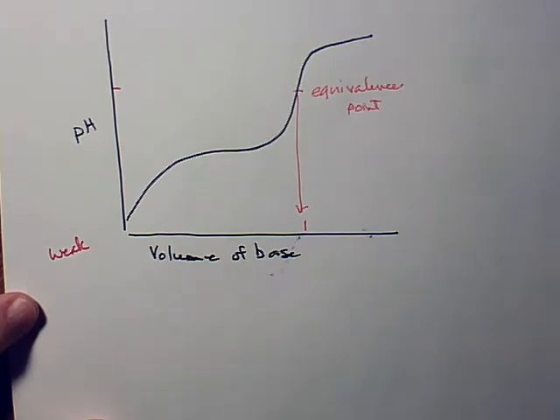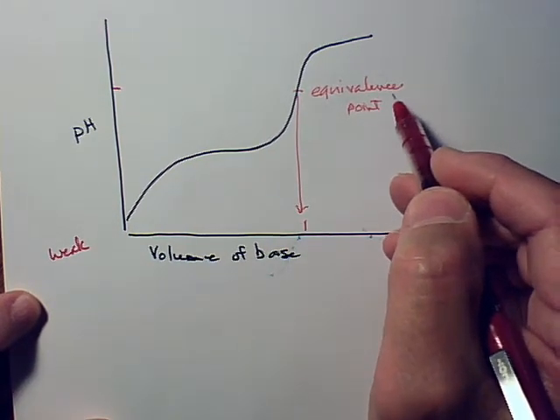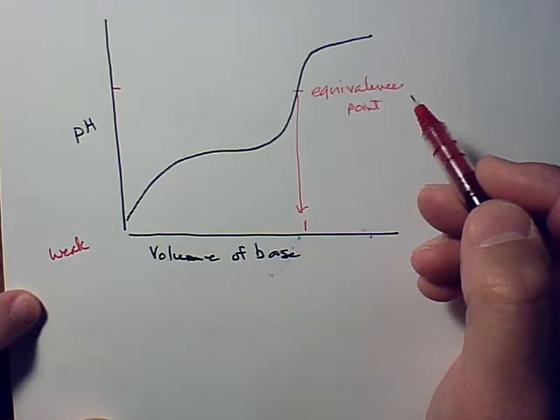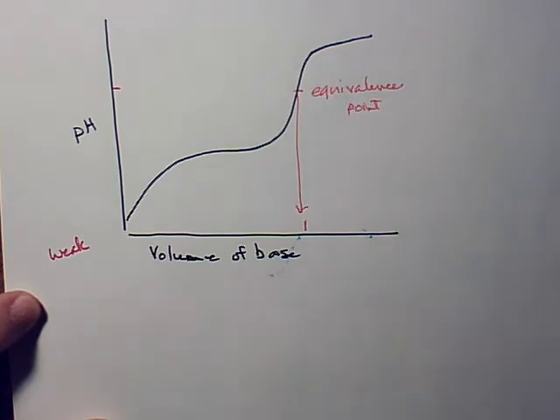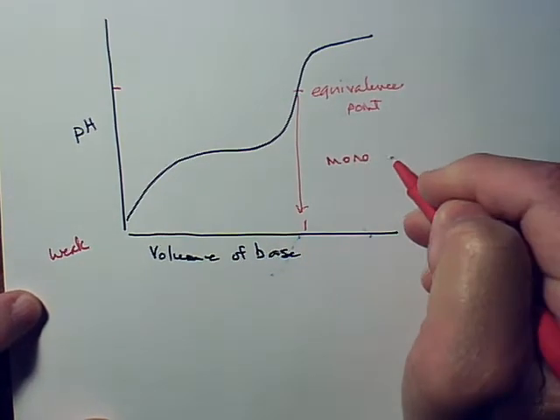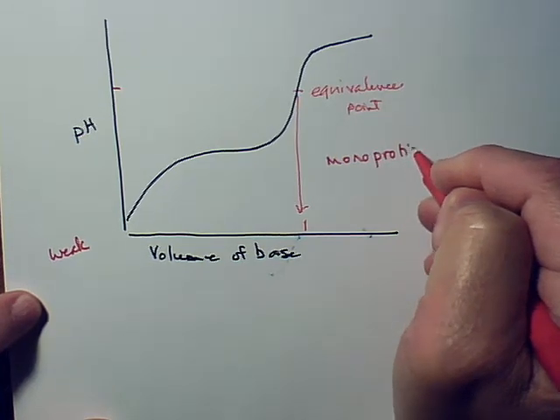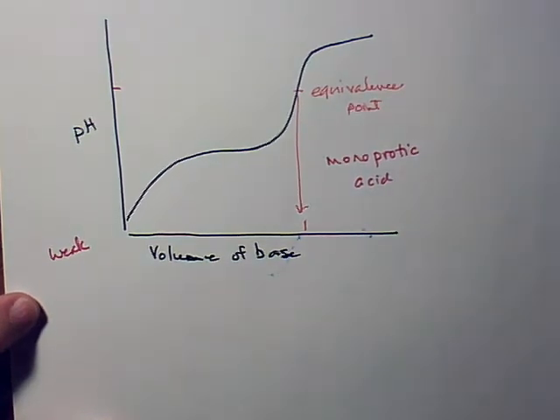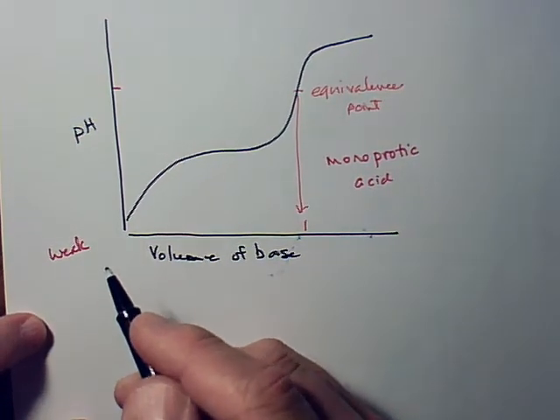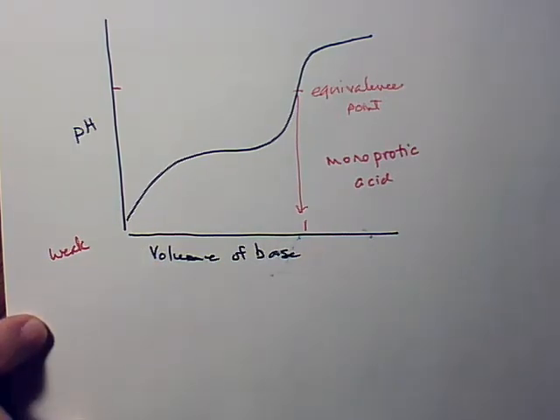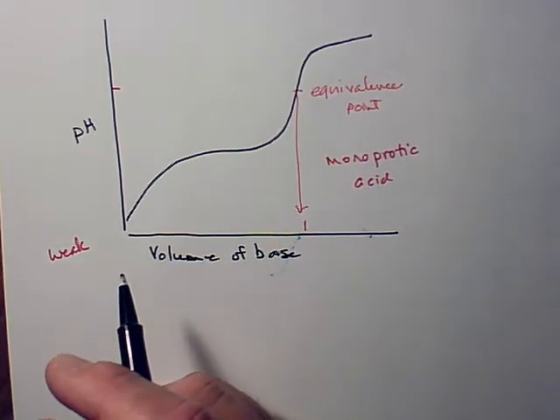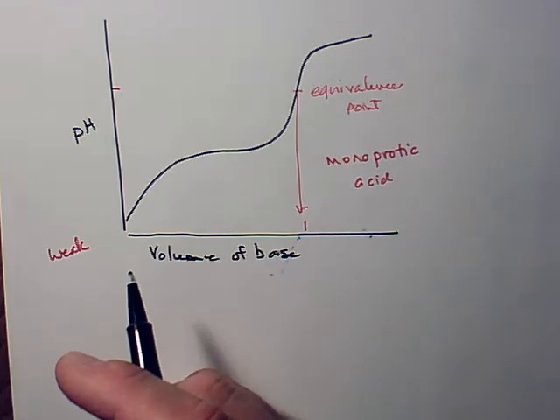Okay? And if we only have one equivalence point, what else do we know about the acid? Besides the fact that it's weak. If you've only got one equivalence point, what else? Monoprotic. It must be a monoprotic acid because there's only one equivalence point. So a monoprotic acid only has one hydrogen that can be removed. One hydrogen, a proton, that can be removed. That's why it's called monoprotic. One proton can be removed.